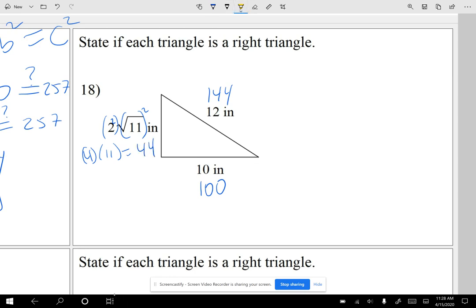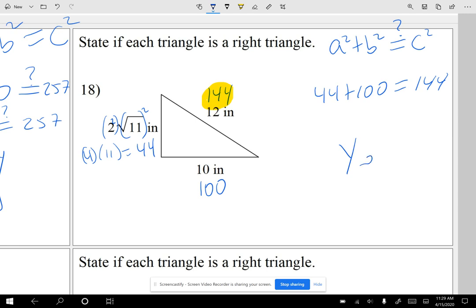Now, from these three, the one that is biggest is 144. So that's my c squared. Remember, all I'm asking is a squared plus b squared, is it equal to c squared? So again, let me put a question mark. All I'm asking is, is that true? Let me add the two smaller numbers. 44 plus 100, is that equal to 144? Yeah, 44 plus 100 equals 144. Yes. Capitalize the first letter.